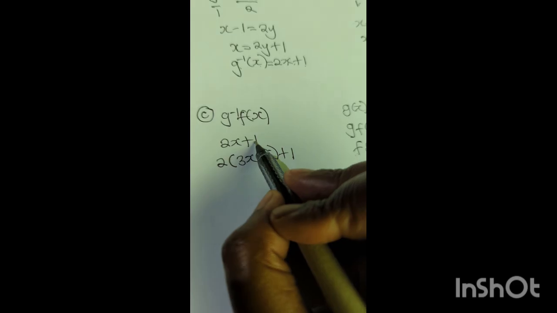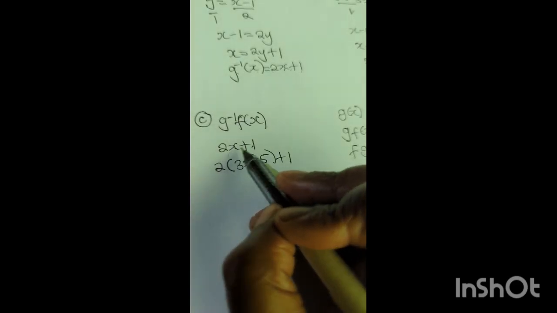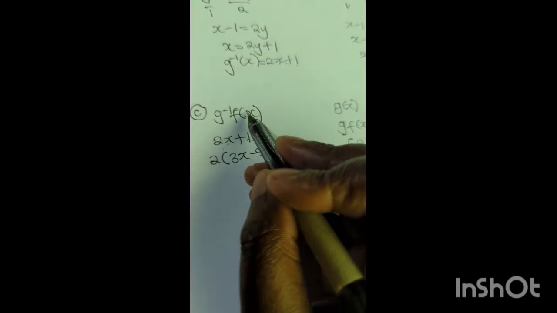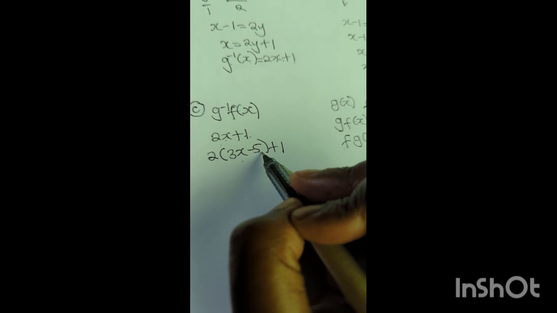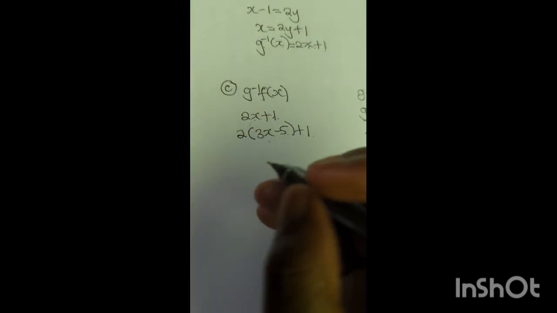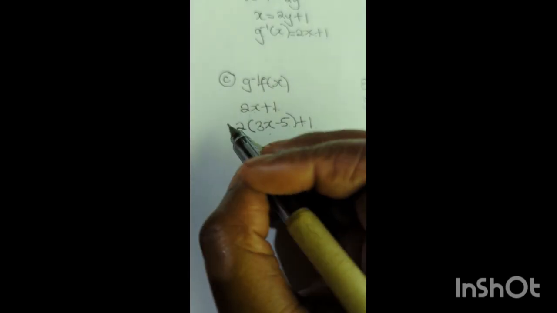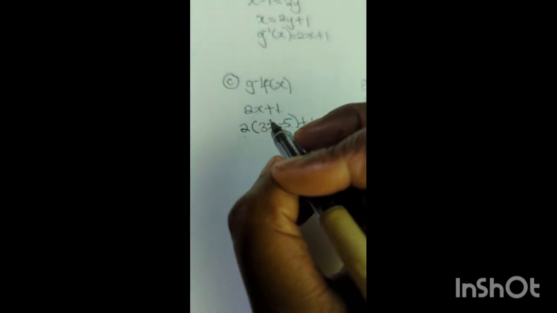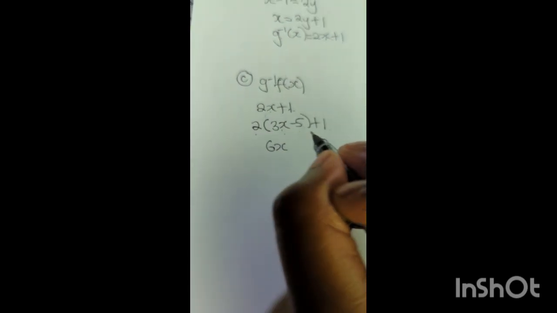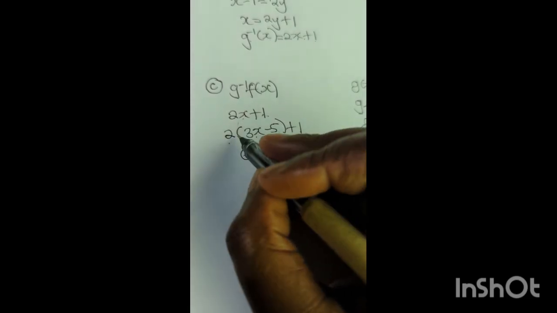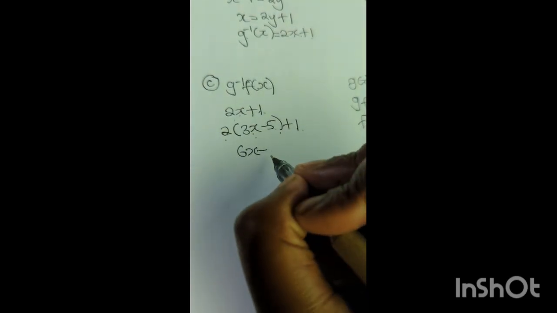This one that has remained, g inverse of x is 2x plus 1, but where there's x, I'm going to put f of x, which is 3x minus 5. Then the one that's remaining are right there. Then the next thing here we're going to do is to do what? Expand. So 2 by 3x, this will give us 6x, and then that will give us 2 by 5, that's negative 10 plus 1.